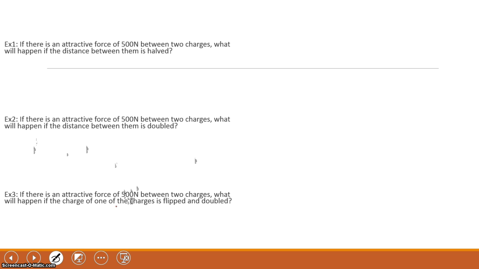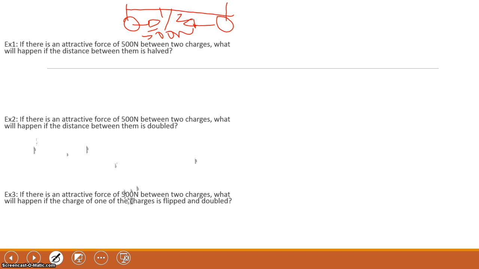All right, so here's our example. If there is an attractive force of 500 newtons between two charges, here are the two charges. They each have a force on them of 500 newtons. What will happen if the distance is halved? So we're going to take them from their original distance, and then we're going to halve that distance. Is that going to increase or decrease the force?